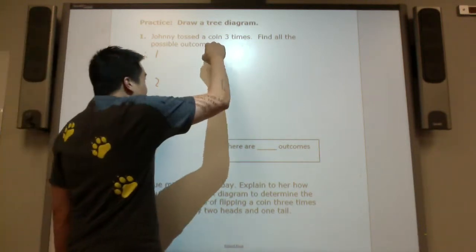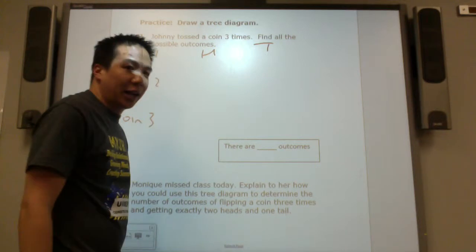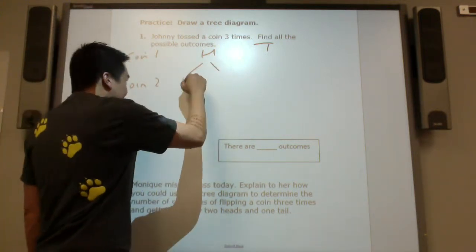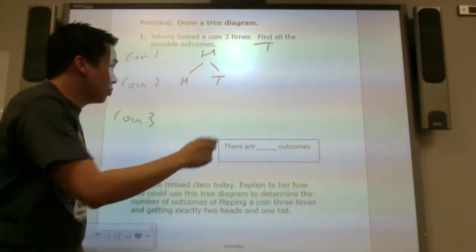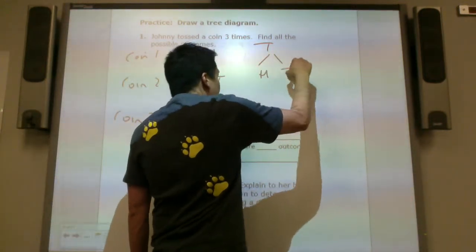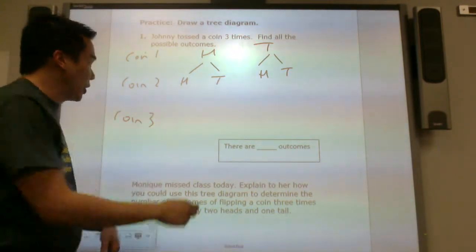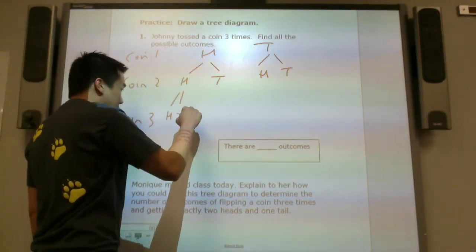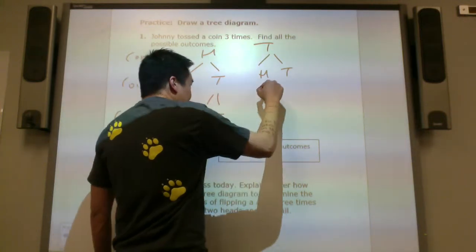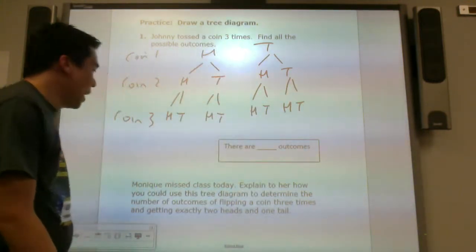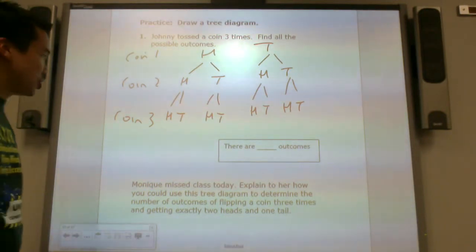So this is going to be 3 levels. The first coin, I flip it, I get either head or tail. When I flip the second coin, I get either heads or tail from my first coin. If I flip my third coin, I can either get heads or tail. How many possible outcomes do you see here?